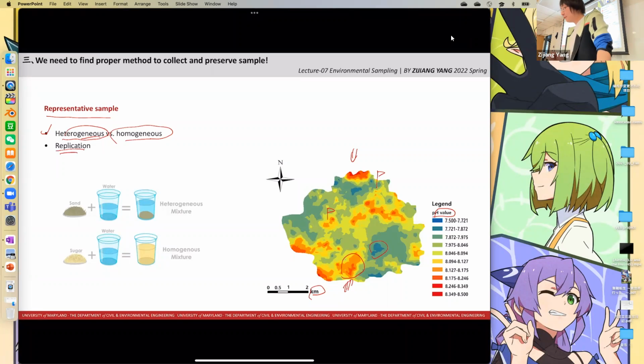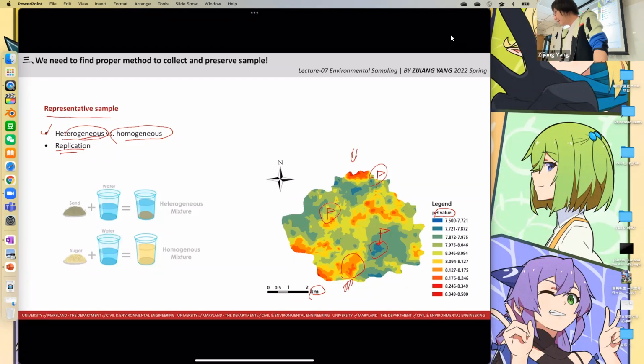Another way to make sure we have a representative sample is to do replicates. So again, for this site, if we only do one sampling, we can have one pH. But if we do some other replicates, we can find the pH will be different. Then we can have some general idea about the variation or variability of the pH in this place. So for this one, do you have any questions?